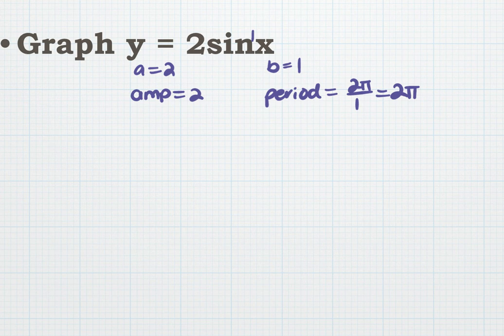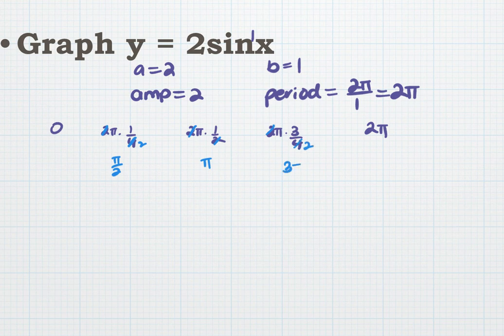Then I find my 5 key points. The first one is 0. The last one is 2 pi. And the middle 3 come from multiplying the period times a fourth, times a half, and times 3/4. So this simplifies to be pi over 2. This simplifies to be pi. This simplifies to be 3 pi over 2. The first one is 0. The last one is 2 pi. There should be 5. There are 5 key points.